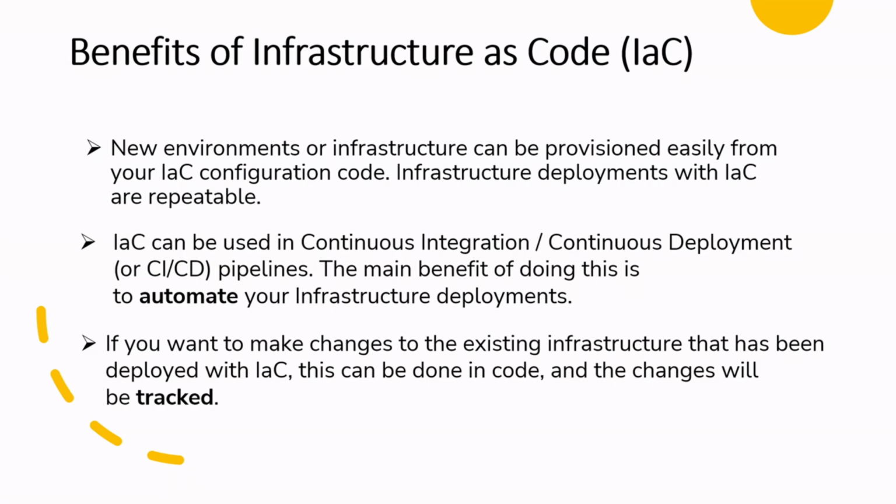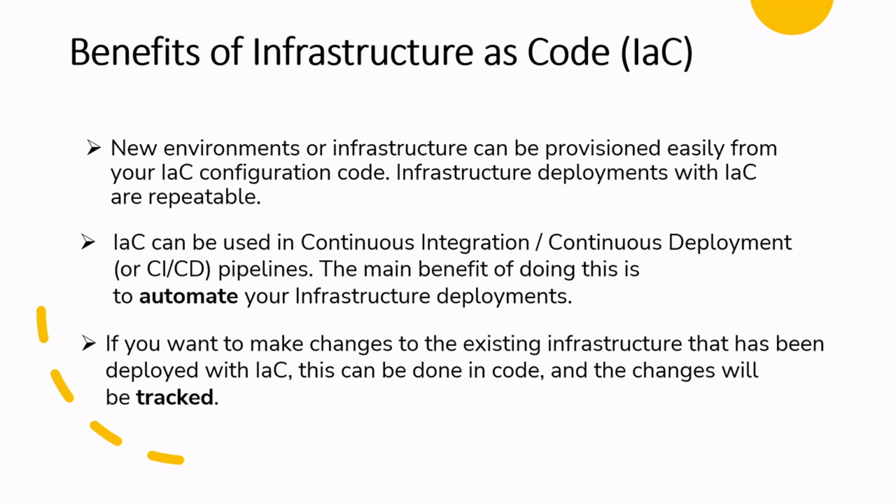If you want to make changes to existing infrastructure that has been deployed with IaC, this can be done in code and the changes will be tracked. Whatever changes you make to the existing infrastructure, once you commit your code to Git or Bitbucket, you can see the changes in Bitbucket or GitHub in the commit section.